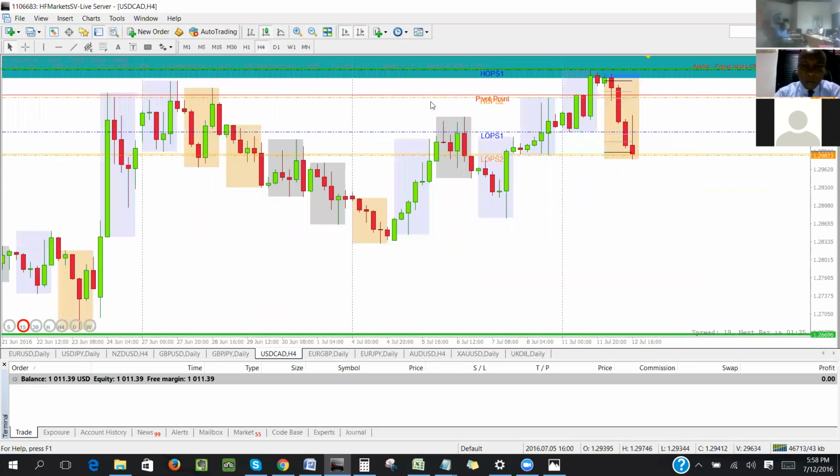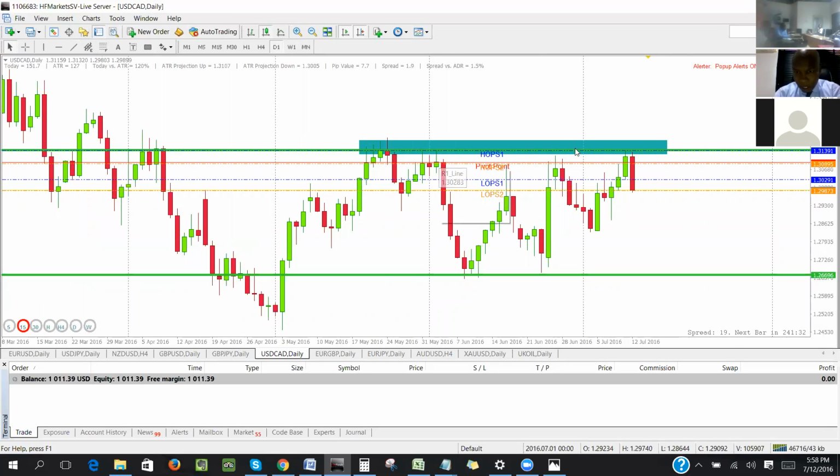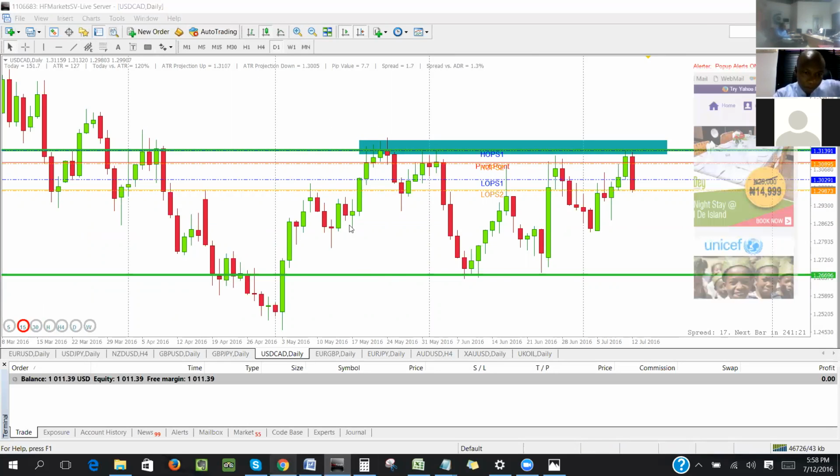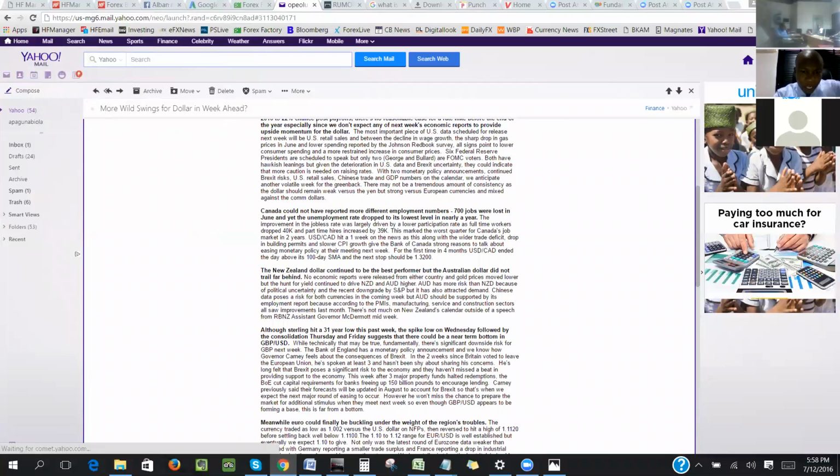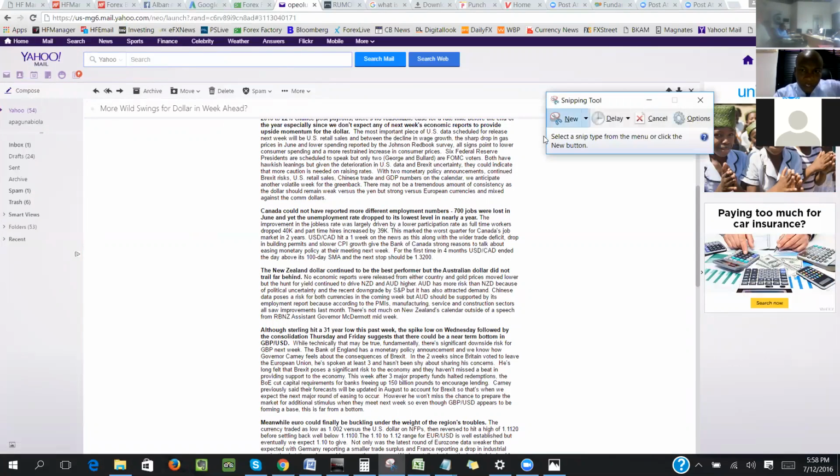As it is now, we are going to look at the reversal. We are going to consider the reversal around this territory. Fundamentally, what are we seeing in the market? Let me bring it up. Let's look for USD cards.